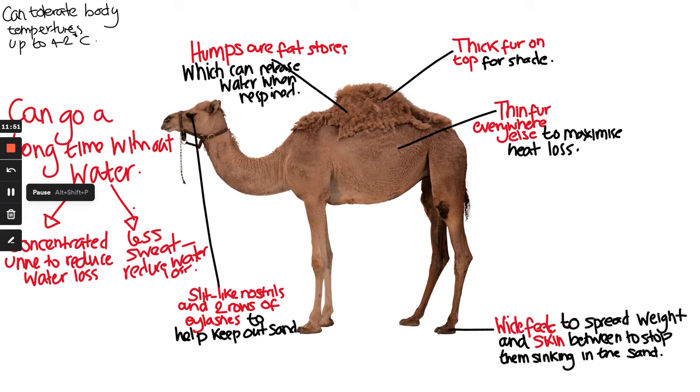They have humps of fat stores which can respire and release water, and they can also go a long time without water. Their kidneys produce very concentrated urine to reduce water loss, and they don't sweat, reducing water loss through perspiration. Their slit-like nostrils and 2 rows of eyelashes help to keep sand out. So I now want you to pause the video and make sure you have all the adaptations for a camel written down.